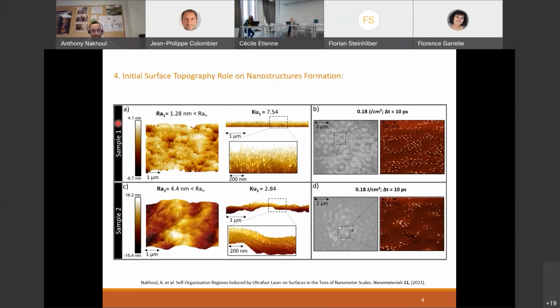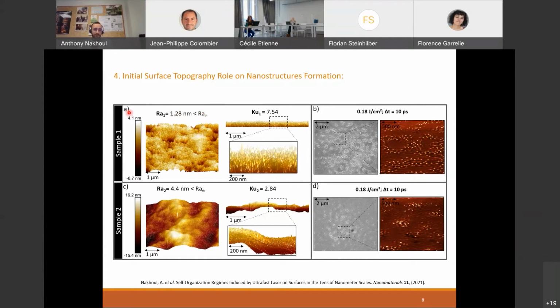So here we have two samples. The first sample, we have the sample before laser irradiation. Sample one was polished using automatic mechanical polishing, up to colloidal silica, and before that diamond, up to colloidal silica with 0.05 micrometer. We observed that the roughness is 1.28 nanometers, which is below the roughness threshold that was found before, which should be below 5 nanometers.